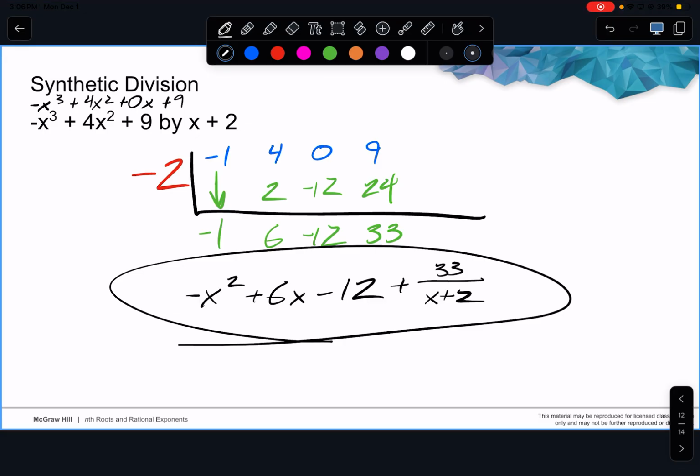Okay. Again, I'm going to say this: the process with the green numbers is not that hard, okay? It's multiplying and adding. The difficult part here is making sure that we get it set up correctly, okay? And then understanding how the degree of our polynomial is affected. Okay?